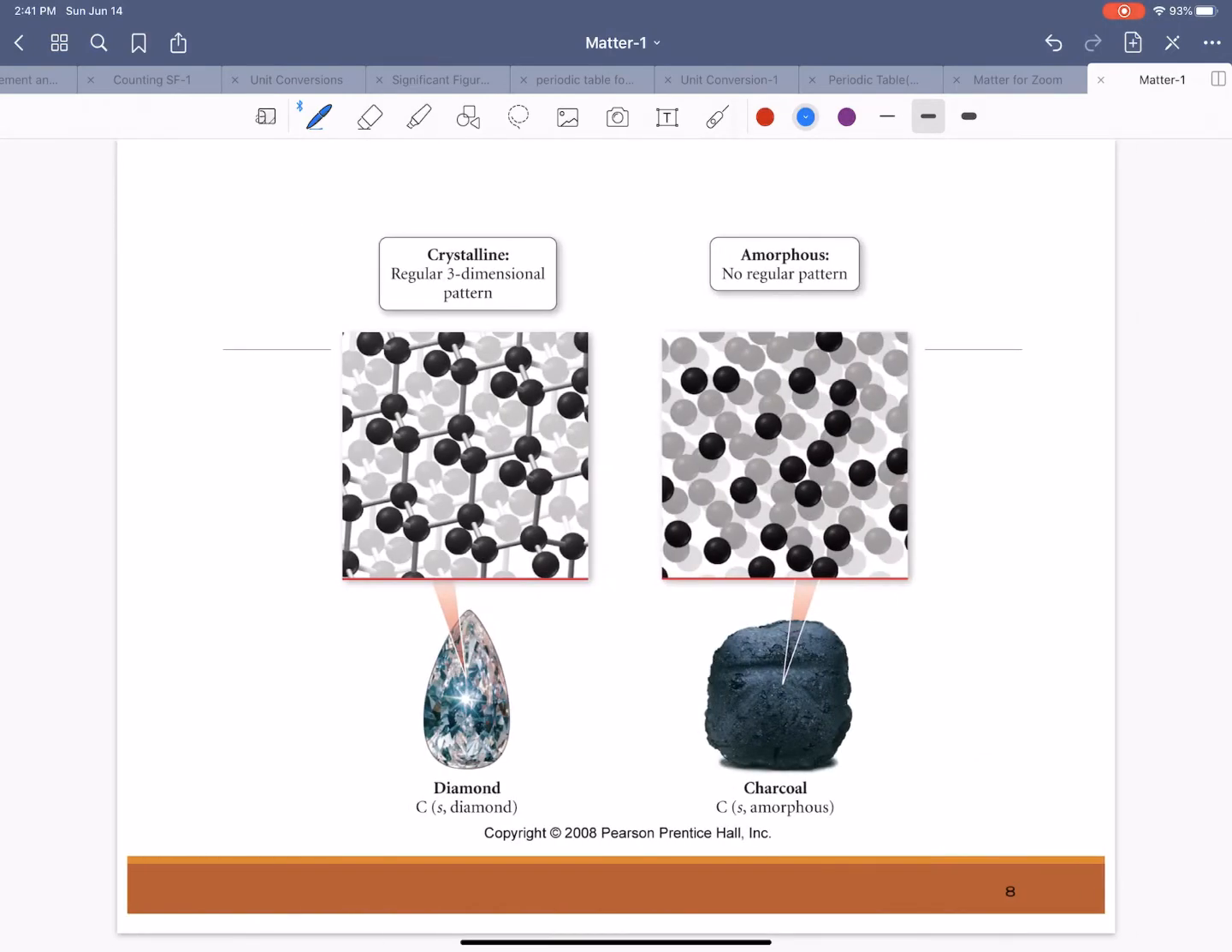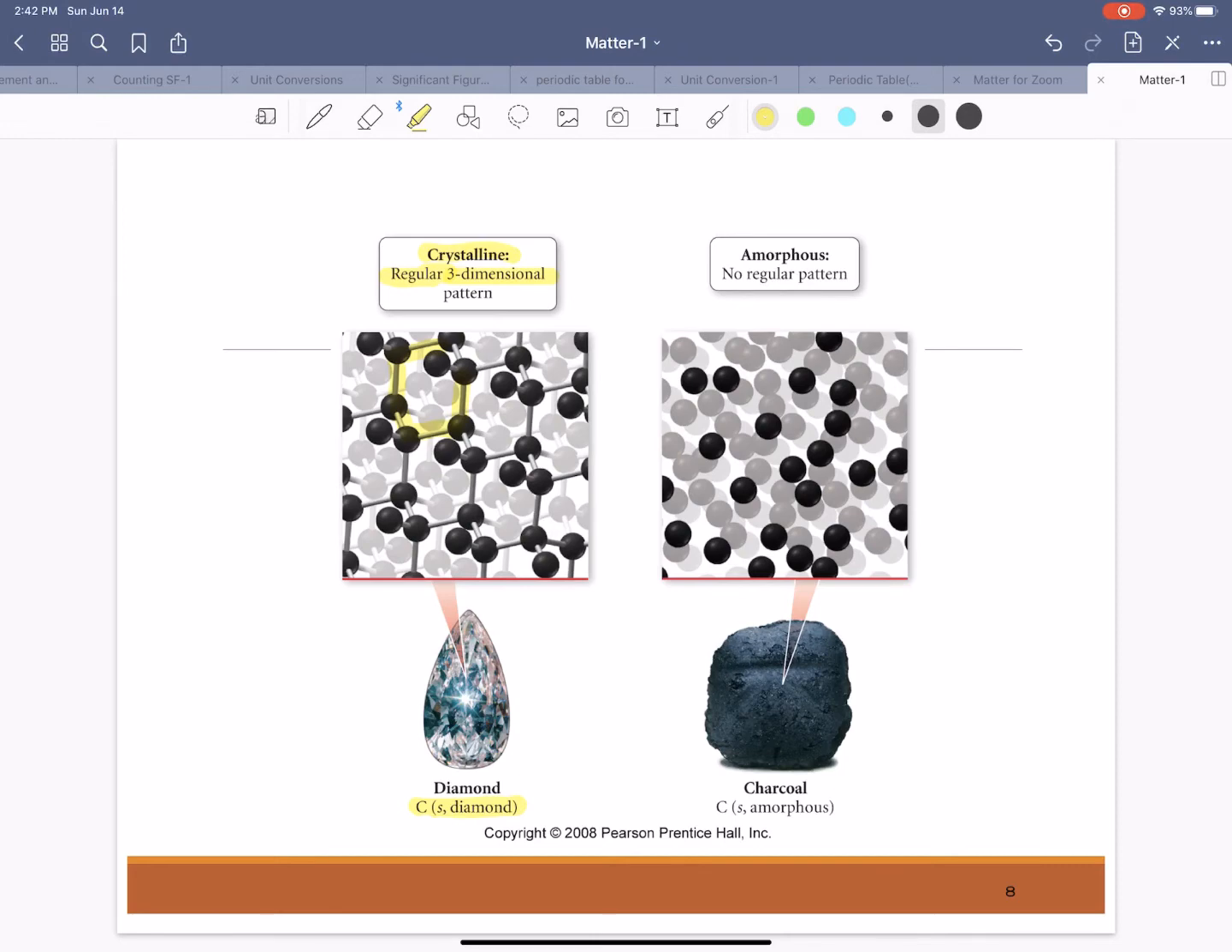So back to solids. For some solids, they have what we describe as a crystalline structure. And that just means that there is a 3-dimensional pattern that continues out in every direction. And regular refers to the bond angles all being the same. It's always the same angles. So regular has to do with uniform. So here we have carbon in the form of a diamond, and there is a regular 3-dimensional repeating pattern.